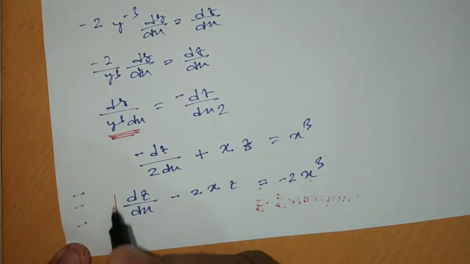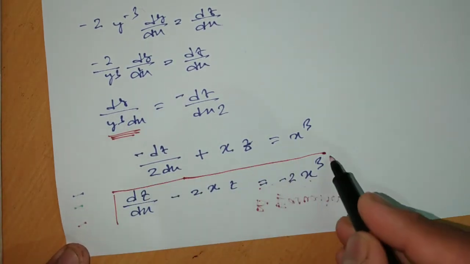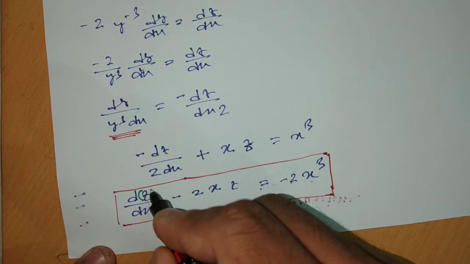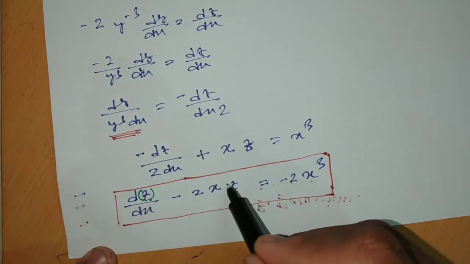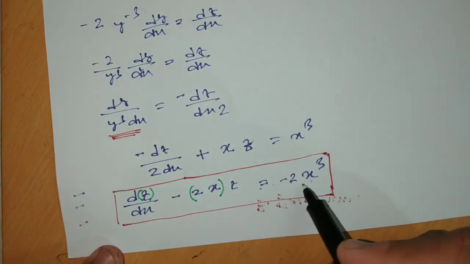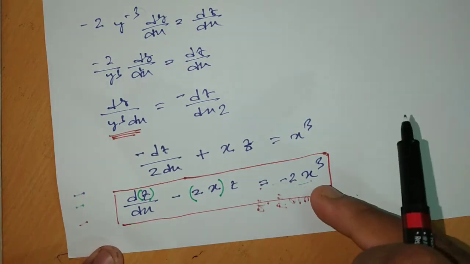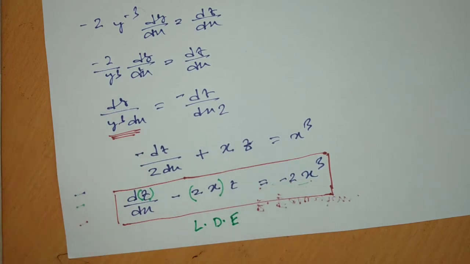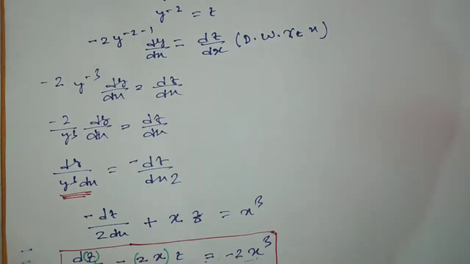Now is it a form of linear differential equation? Yes, it is. Here the coefficient of z is minus 2x, and here Q is only a function of x. There is no term of y. So it is a form of linear differential equation, and now we will solve this differential equation.